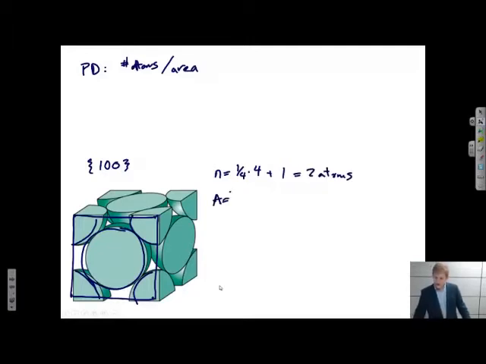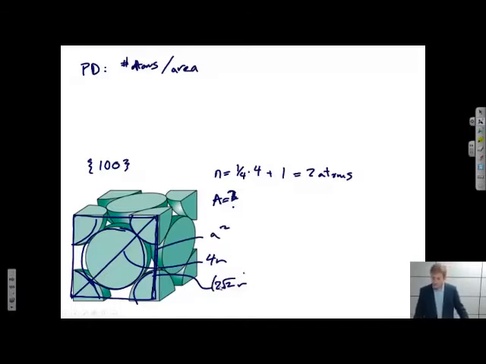So what is the area? Again, I know this hypotenuse. This is 4r. I know each of these legs is 2 square root of 2 r. I just calculated that. So the area is going to be given, this is a square, so it's a squared, where a is the length of one of the sides. So a is 2 square root of 2 r, so the area equals 2 square root of 2 r squared, which equals 8r squared. So the planar density for the 1, 0, 0 plane is going to be given by 1 over 4r squared.